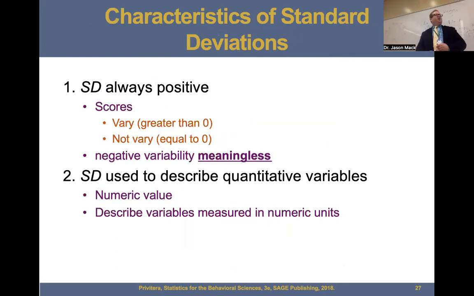Some characteristics: standard deviation is always positive. Even if we go to the left of the mean, it's still always referred to as positive. It's one standard deviation to the right or the left. Why? Negative variability is meaningless because it's based on how much the scores vary. If it was 0, there wouldn't be any variance, there wouldn't be any standard deviation.